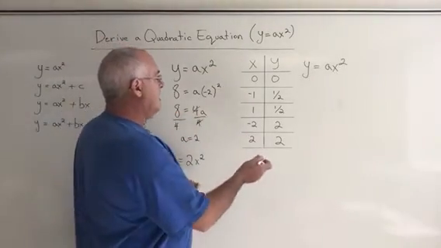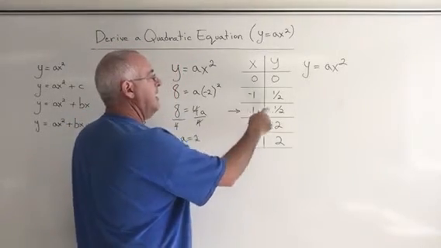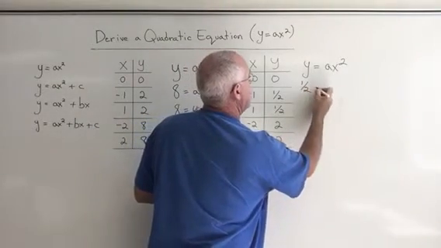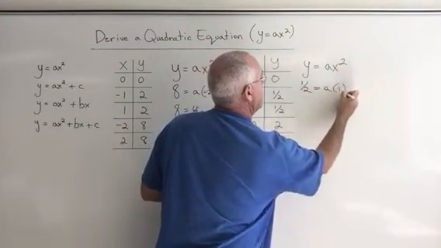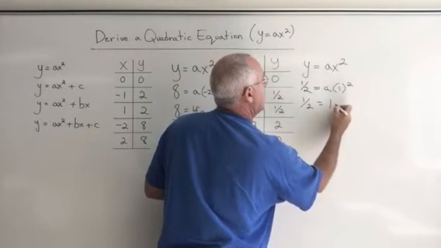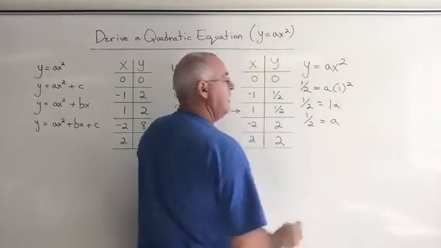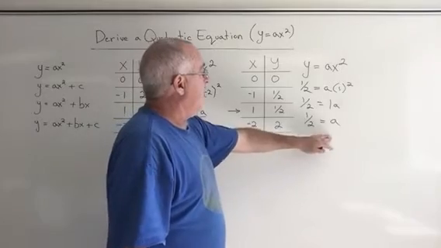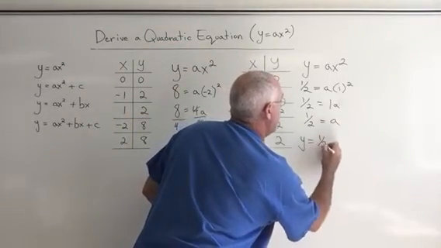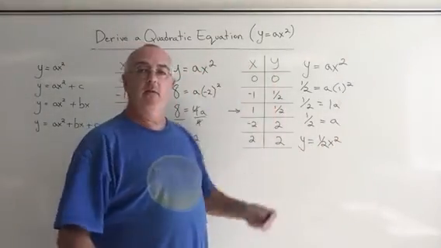So this time I will plug the point 1, 1/2 into the form. Y is replaced by a half, x is replaced by 1. 1 squared, of course, is 1, so we have 1/2 equals 1a, or 1/2 equals a. Therefore, our equation is going to be y equals 1/2 x squared. And I can verify by plugging other points.